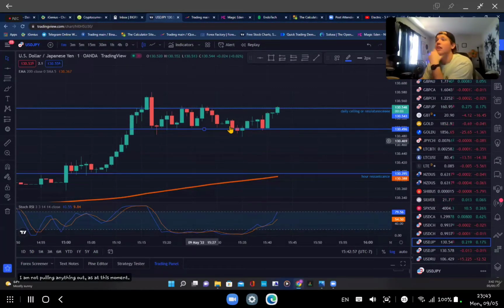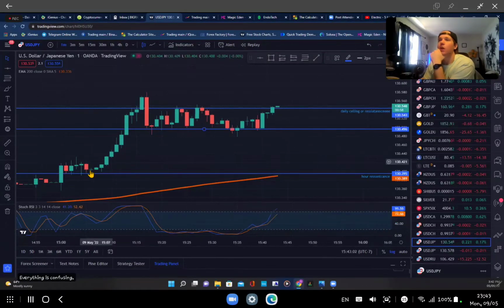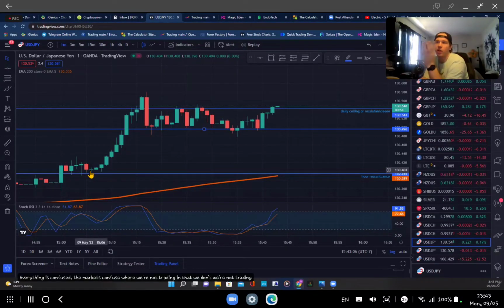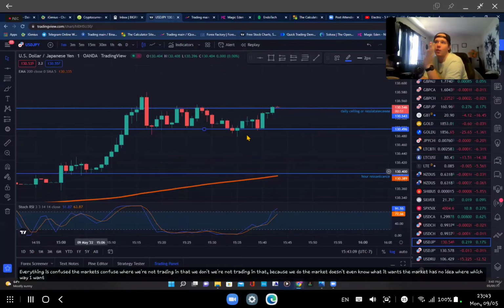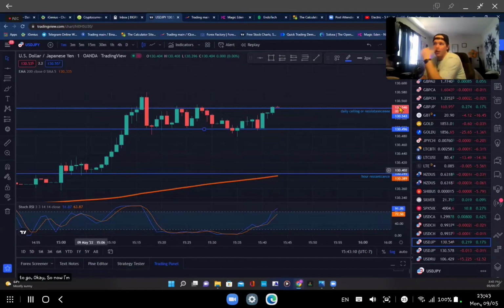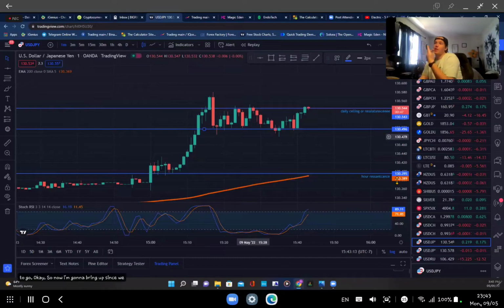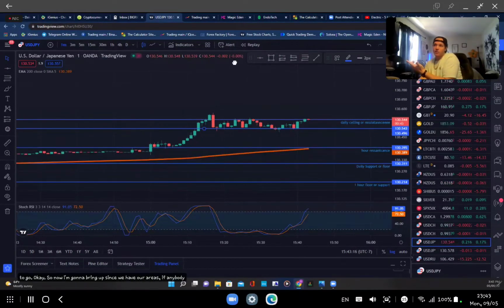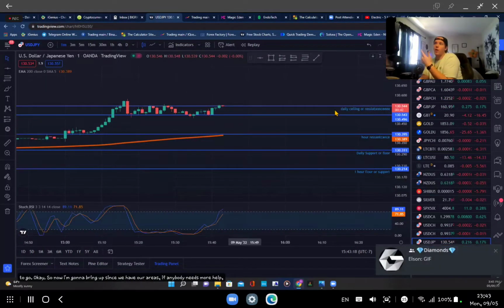So look, when you guys see candles like this, everything is confused. The market's confused. We're not trading in that, because the market doesn't even know what it wants. The market has no idea which way it wants to go.